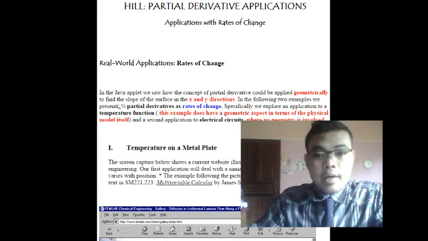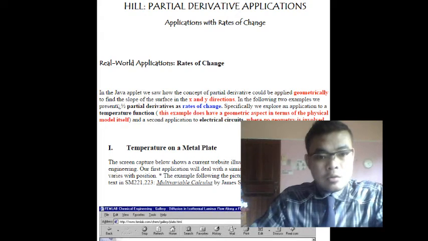Specifically, we explore an application to temperature functions, an example that has a geometric aspect in terms of the physical model itself, and a second application to an electrical circuit, where no geometry is involved. Number one, the temperature on a metal plate. The screen capture below shows a current website illustrating thermoflow for chemical engineering. Our first application will deal with a similar flat plate where temperature varies with position. The example following, the picture below, is taken from the current text in SM223, Multivariable Calculus by James Stewart.